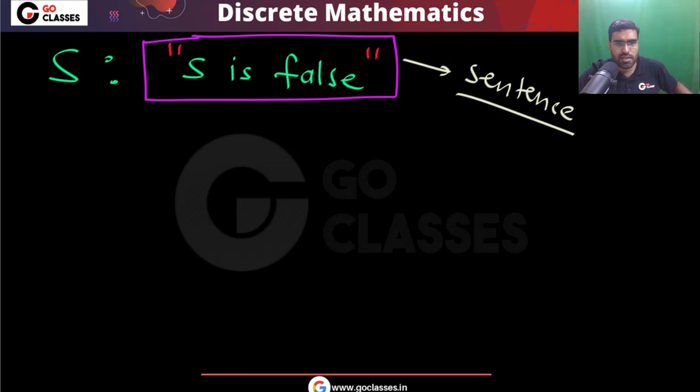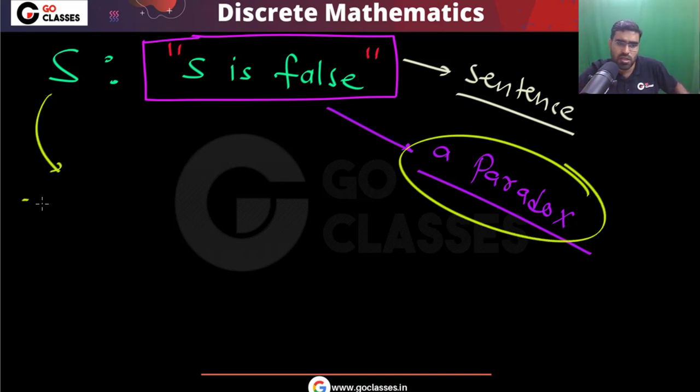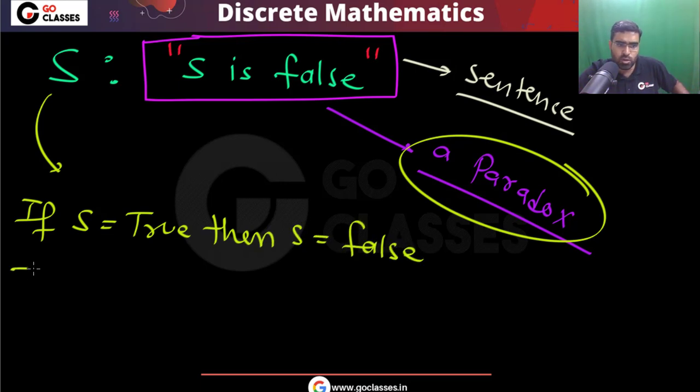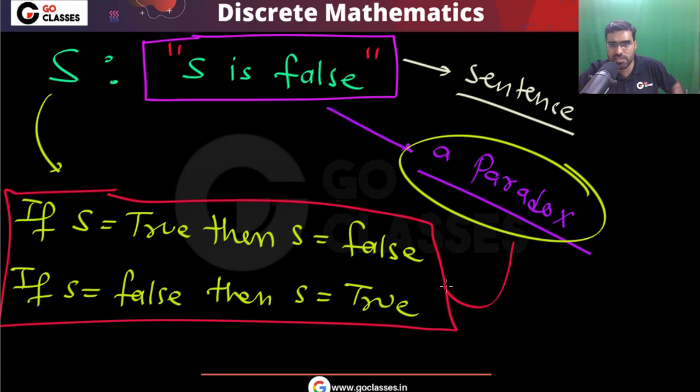So this is the paradox. I hope you understood that this sentence is a paradox. Why is this a paradox? Because if you say that this is true, then this will be false. If you say this is false, then this will be true. If you assign the value true to this S, then this S will be false. Similarly, if you assign the value false, if you say S is false, then S will be true. So this type of situation is happening. Okay, so that is the reason this is called a paradox.